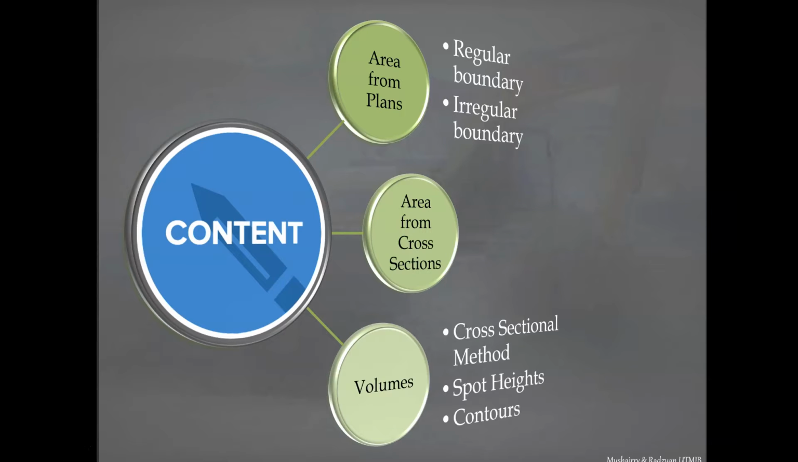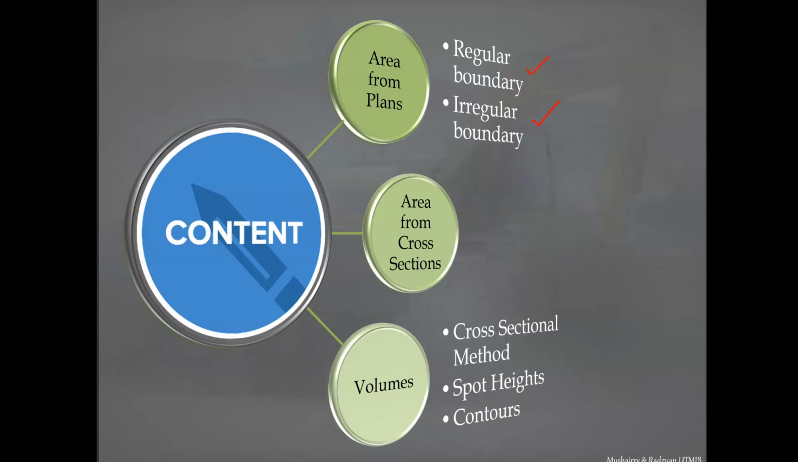We'll be looking at, firstly, areas from plans. We'll be either looking at what we call a regular boundary, which simply means areas of a figure with straight boundary lines. Or conversely, we'll be looking at areas with irregular boundary, meaning boundaries which are not straight lines, could be a curve or could be wavy, and so forth.